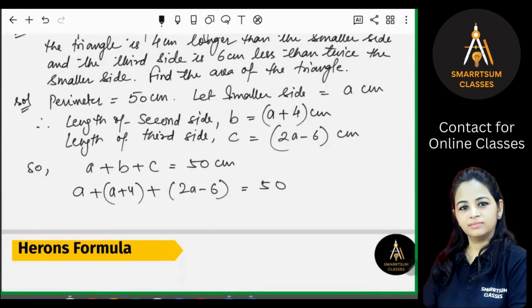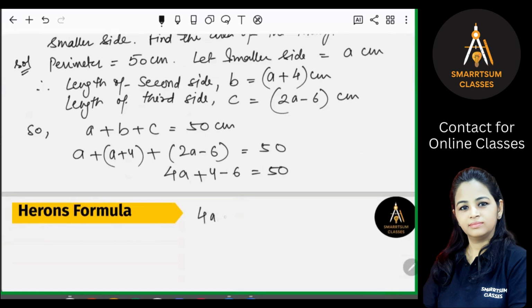Getting that? Now, A and 2A are like terms, so add them. A plus 2A will become 3A, so plus A gives 4A. So this will be equal to 4A plus 4 minus 6. This is equal to 50, right?